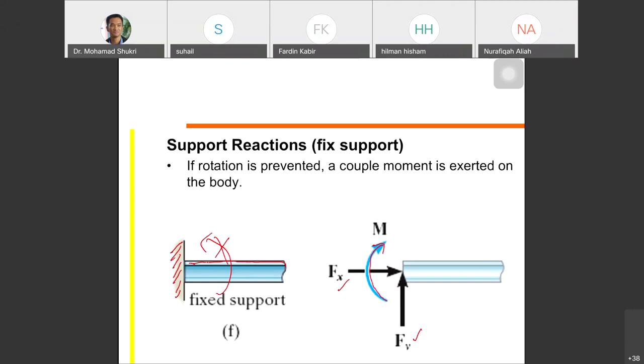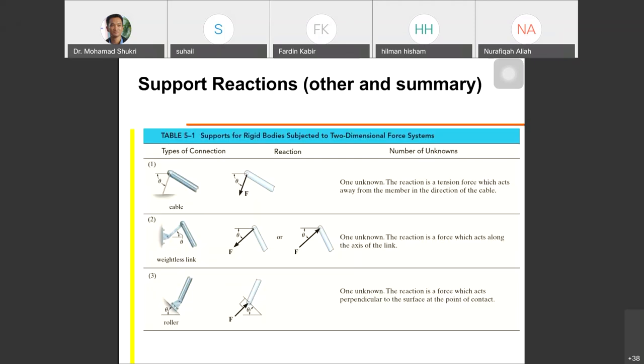So this one is fixed support. The rotation is prevented. The couple moment is exerted on the body. Since it cannot rotate, you put the couple moment here. So you have three unknowns: moment, Fx and Fy. Alright.